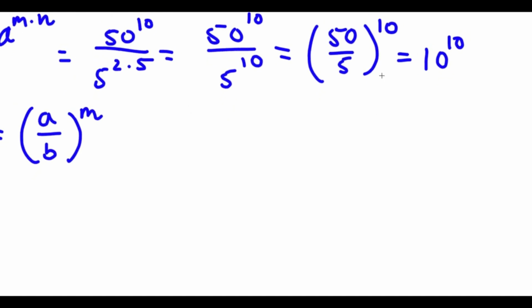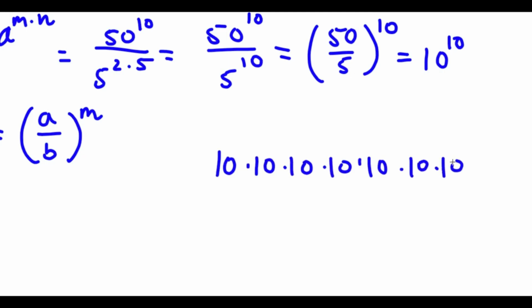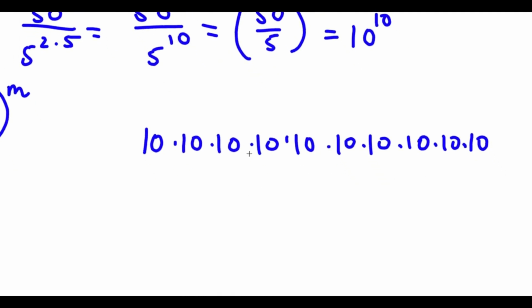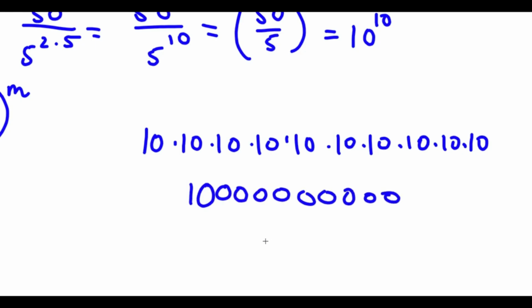And now we can actually simplify this. 10 to the power of 10 is the same thing as 10 multiplied by itself 10 times, right? Well, now we have 10 zeros here, meaning this is the same thing as 1 with 10 zeros. So I have 1 with 1, 2, 3, 4, 5, 6, 7, 8, 9, 10 zeros. So now our answer here is going to be 10 billion. So 10 billion is our answer to this problem.